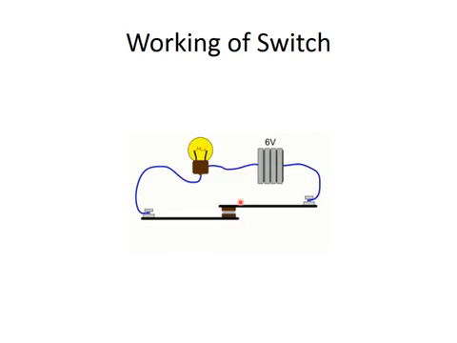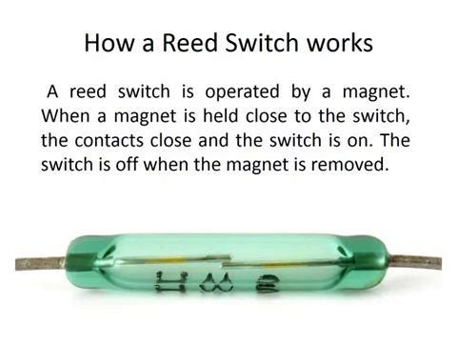Now we are going to check how a reed switch works. A reed switch is operated by a magnet. When a magnet is held close to the switch, the contacts close and the switch is on. The switch is off when the magnet is removed. So basically a reed switch is the one which works with a magnet. In the next figure you can see the animation of it.